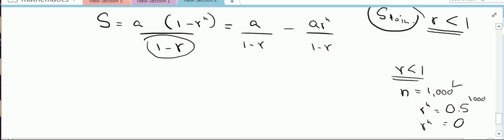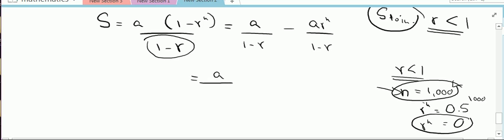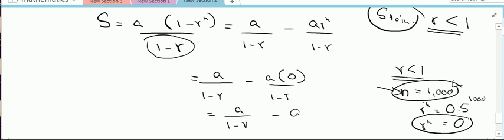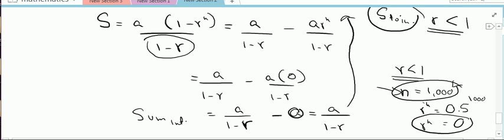R should be less than 1 and there should be no n. Why did I take n? Just to prove that if n is very large, it is infinite, r power n eventually becomes 0. And if r power n becomes 0, a divided by 1 minus r minus a r power n becomes 0, divided by 1 minus r. This will be a divided by 1 minus r minus 0. So that's why the formula for sum to infinity is a divided by 1 minus r minus 0, which is a divided by 1 minus r, which we did use over here.